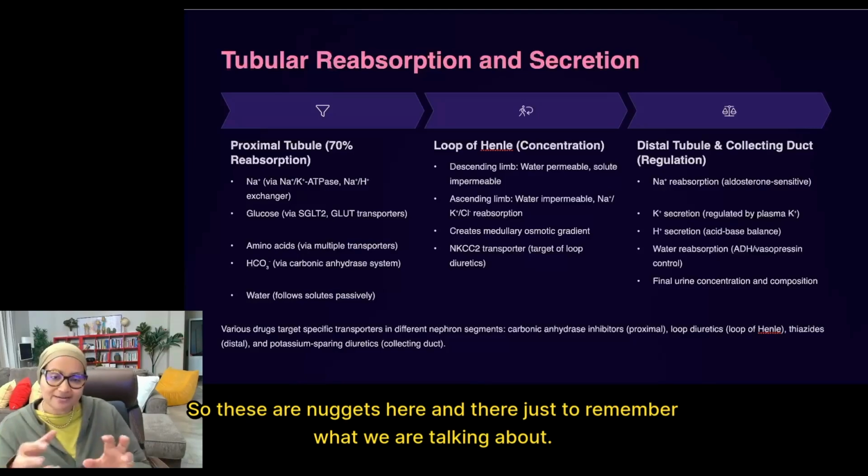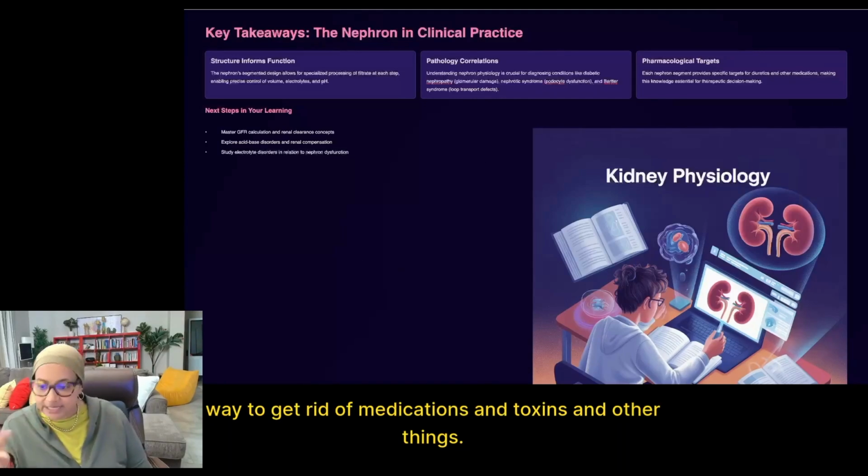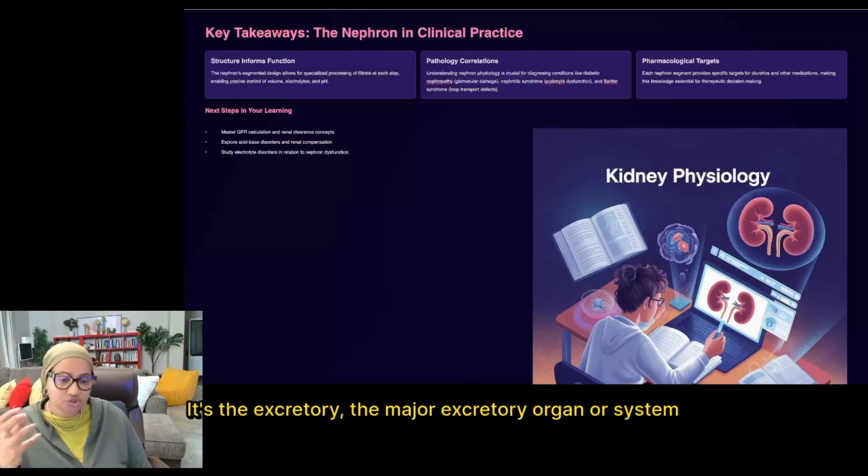So these are nuggets here and there just to remember what we are talking about. And remember that a lot of these areas are targets for medications, and the kidney is the way to get rid of medications and toxins and other things. It's the major excretory organ or system in the body.